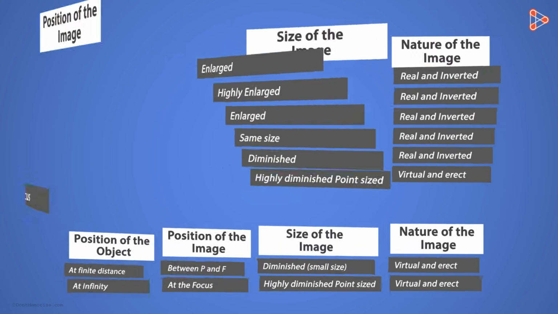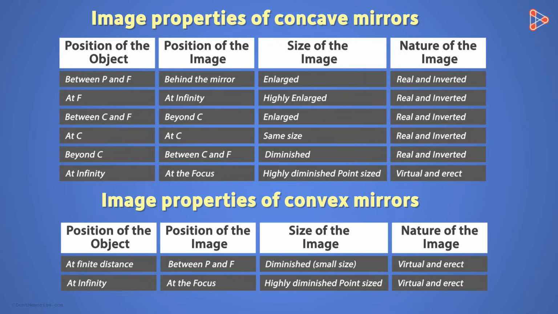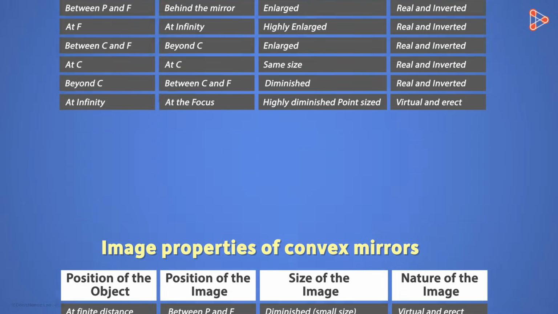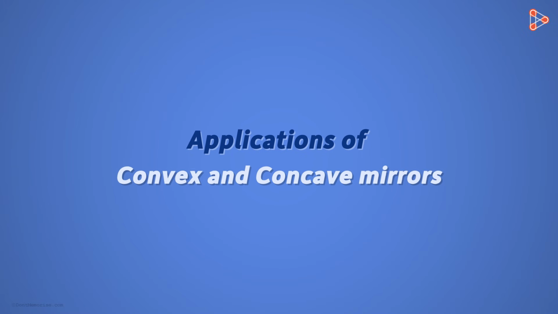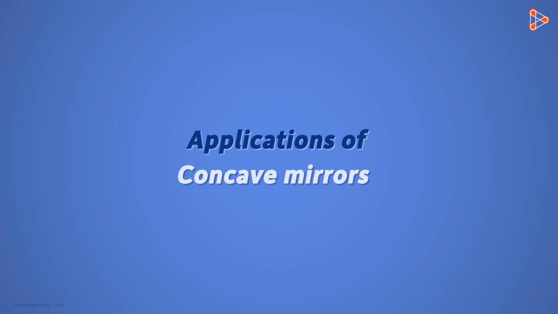In the last 4 or 5 videos, we have been looking at the properties of images formed by convex and concave mirrors. Now the obvious question echoing in everyone's mind must be that in reality, where do we take advantage of these properties? Where do we use convex and concave mirrors? Let's study the uses of a concave mirror first.